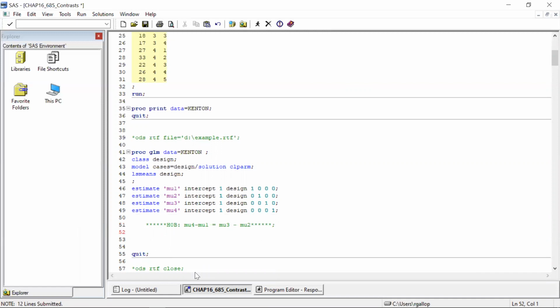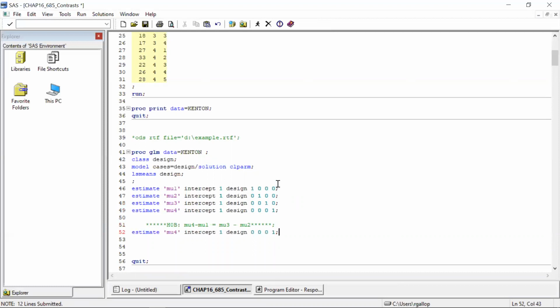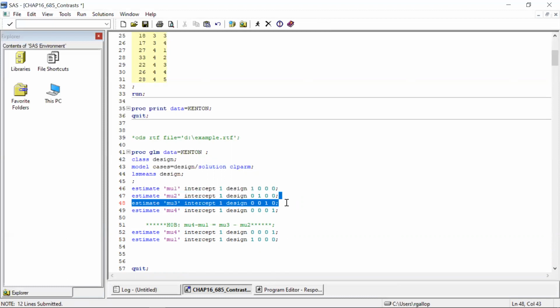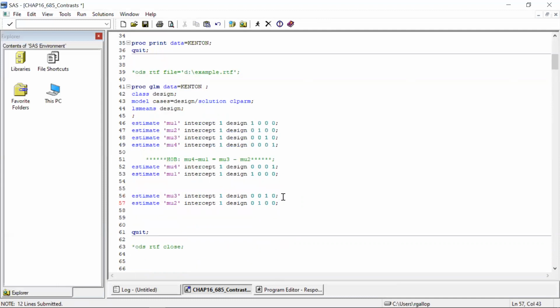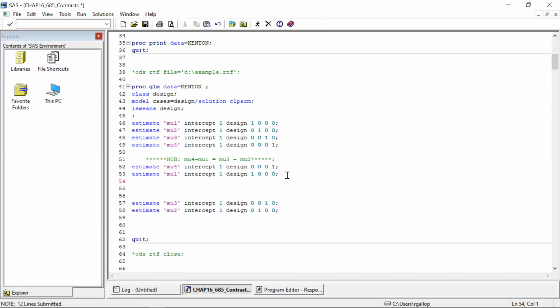So that's the contrast we want to do. Now, the one thing with the SAS code, it doesn't really matter how many times you flip, how many times you reproduce the same statement. So you guys can see I'm copying the respective cell means. Now, for me to form the left side of this equation, I'm going to still call this an estimate statement, right? So I'm going to call this mu4 minus mu1.